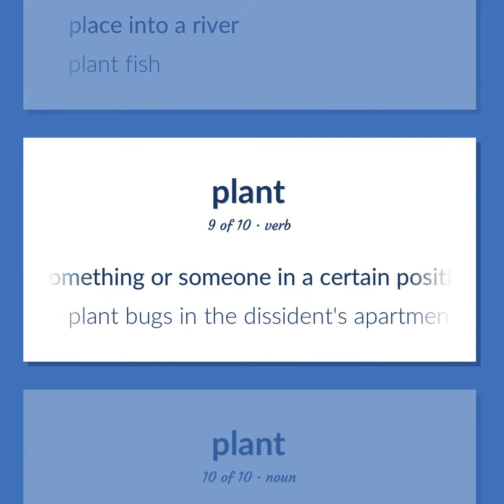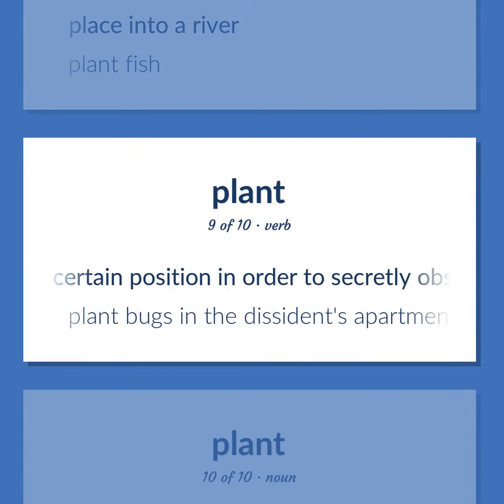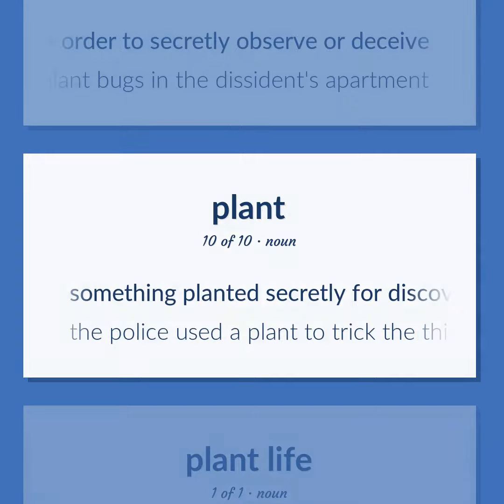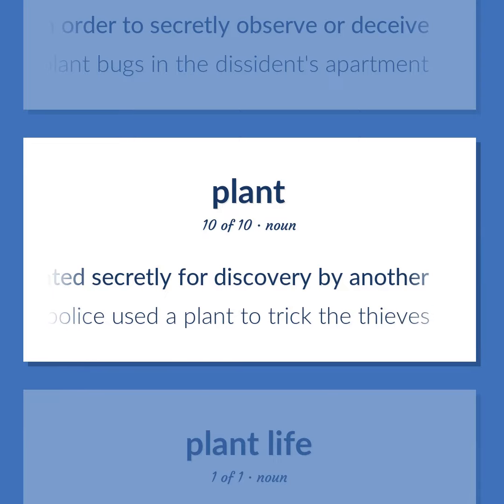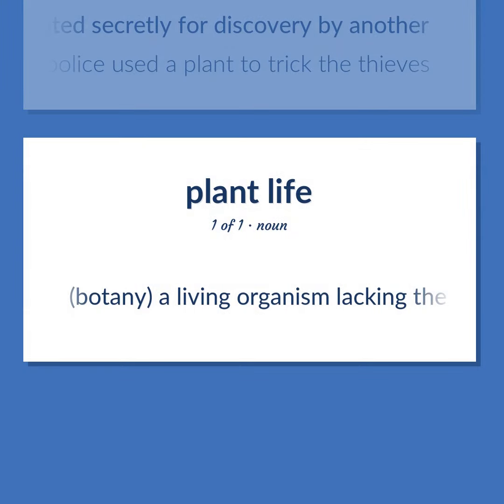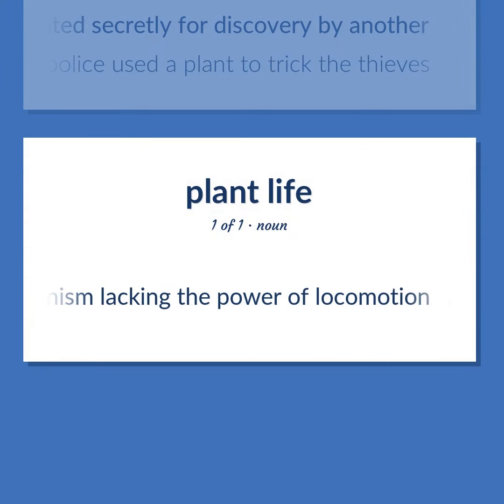Place something or someone in a certain position in order to secretly observe or deceive. Plant bugs in the dissident's apartment. Something planted secretly for discovery by another. The police used a plant to trick the thieves. Botany. A living organism lacking the power of locomotion.